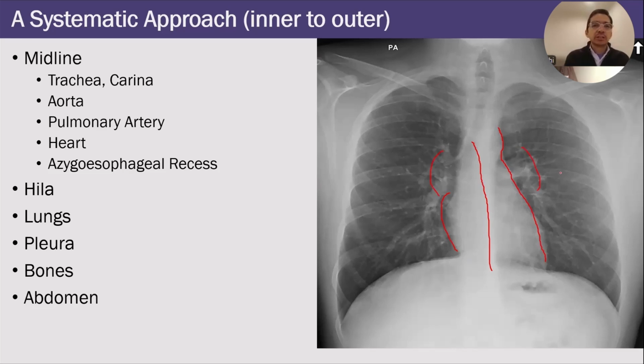When I look at the lungs, I look at each lung individually. I zoom in with my mouse, and then I zoom out and I look at both lungs side to side because they should be about the same density and size.